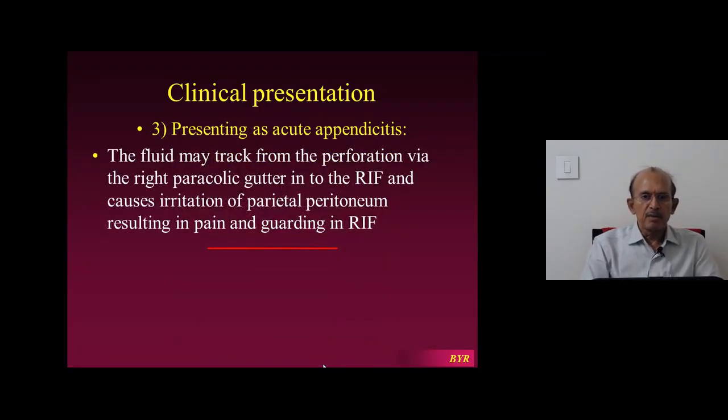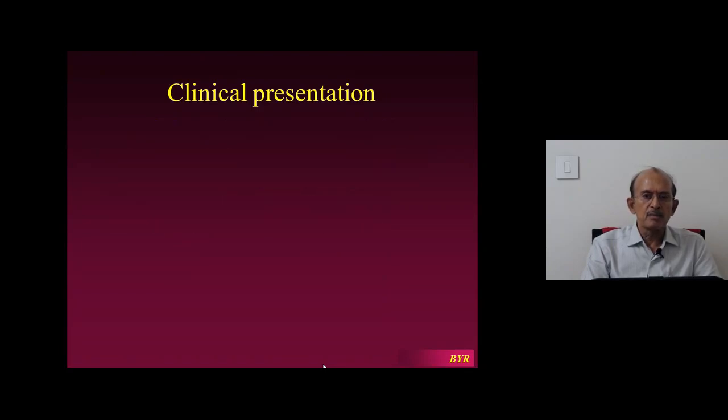The fluid may track from the perforation via the right paracolic gutter into the right iliac fossa and cause irritation of the parietal peritoneum, resulting in pain and guarding in the right iliac fossa.